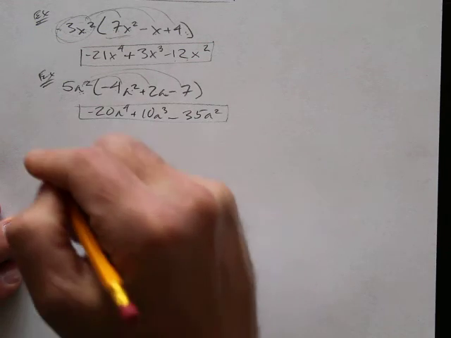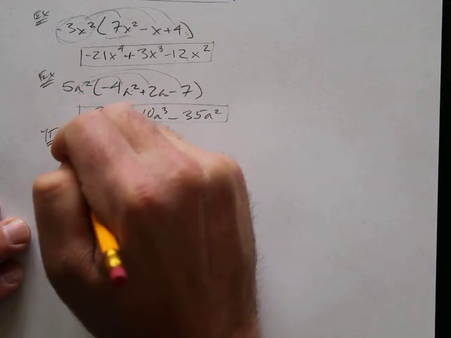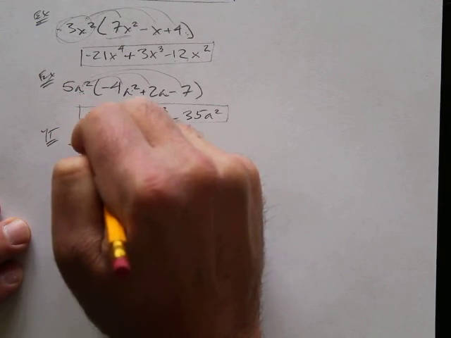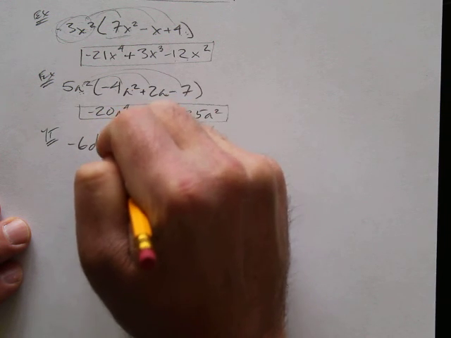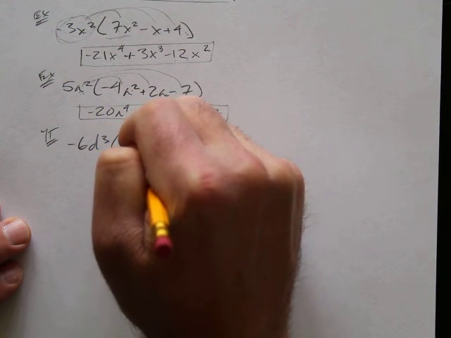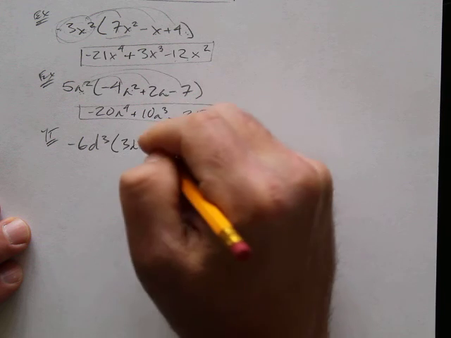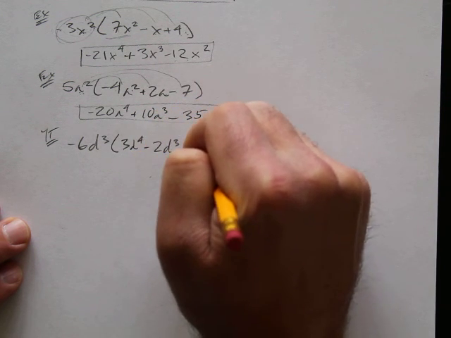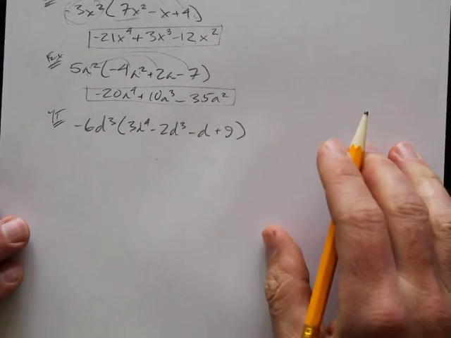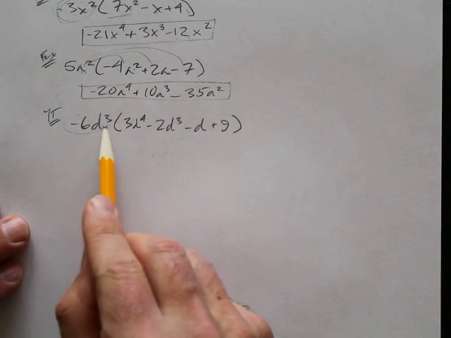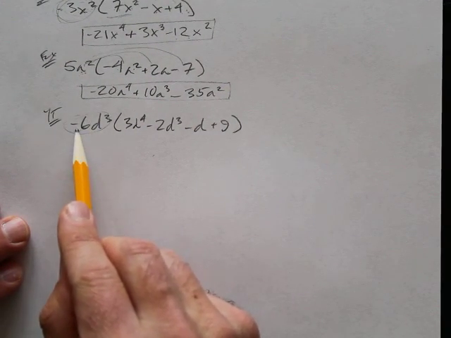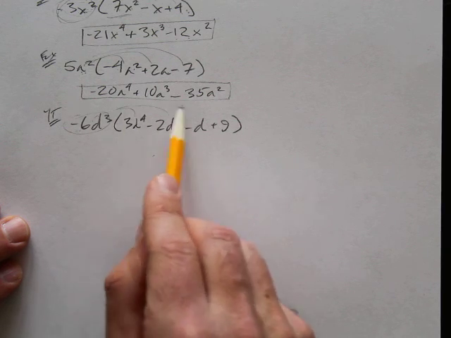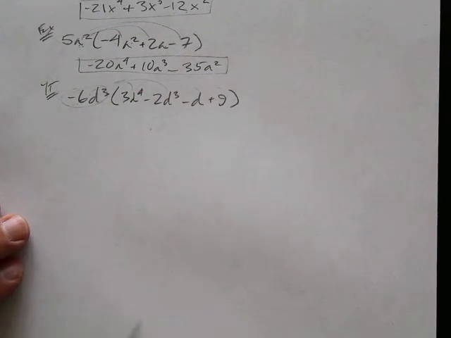Okay, let's have you do one now. Negative 6d cubed times 3d to the 4th minus 2d to the 3rd minus d plus 9. All right, so you're going to need to distribute this whole thing, remember the negative, to each of these terms, all 4 of these. Okay, go.